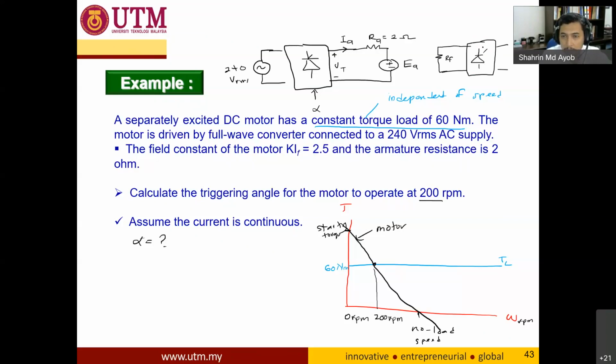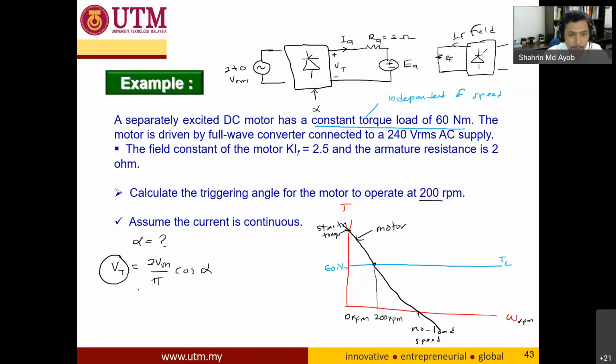We can ignore this one because, as mentioned before, the field circuit is actually just to produce flux. So in this example, we can ignore the calculation inside here. Our main calculation is on the armature circuit. Right now, to get the alpha, you should get the VT first. Because this is single phase, VT is VM over pi cos alpha, right?